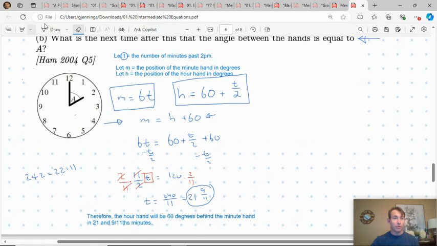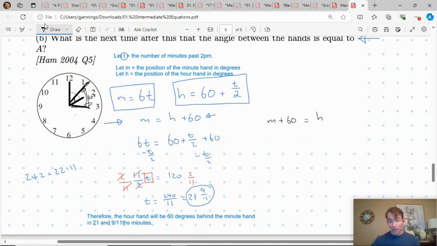Okay? So if you can imagine, this other situation is going to happen when the minute hand is somewhere around here and the hour hand is somewhere around there. Okay? And this is still 60 degrees. So let's see how we would set that up. If you did minutes plus 60, you would get the position of the hour hand. Here's the minute hand, and then I add 60 degrees, I get the new position of the hour hand. Let's sub in and see what happens.